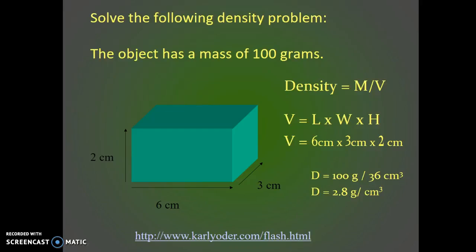Now, if I give you the mass, which was 100 grams, we simply do 100 grams over 36 cubic centimeters, and that would give us the density. Notice the units for density in this case. The units for density is given as grams per centimeter cubed. So that's one way we can express a unit in density, using grams per centimeter cubed.